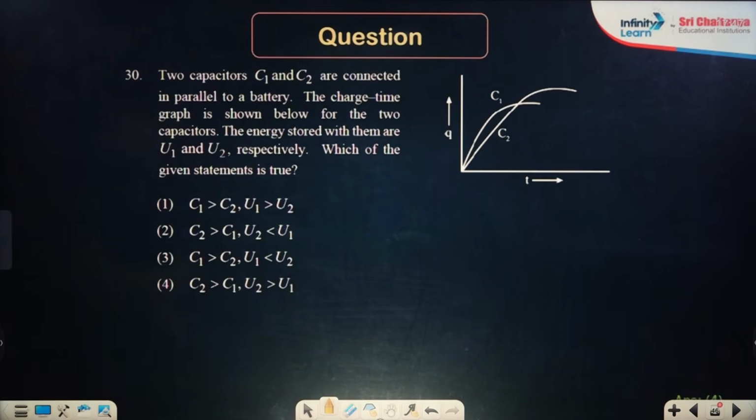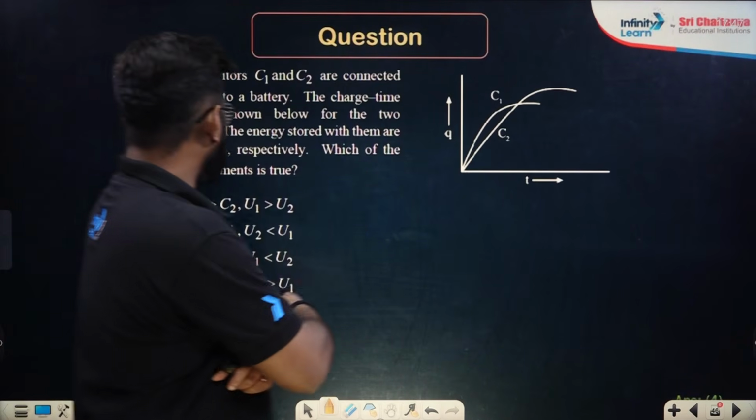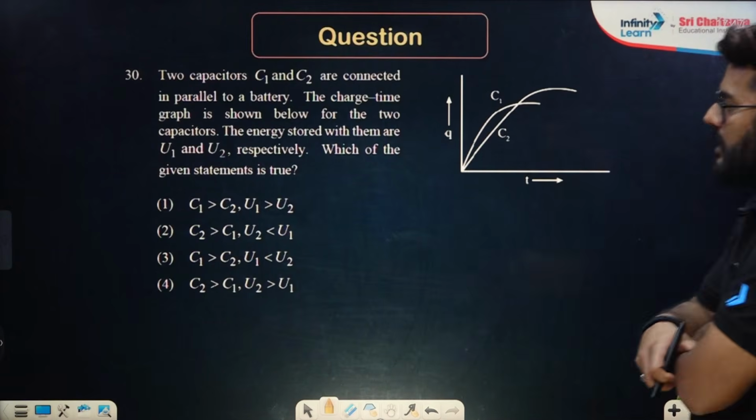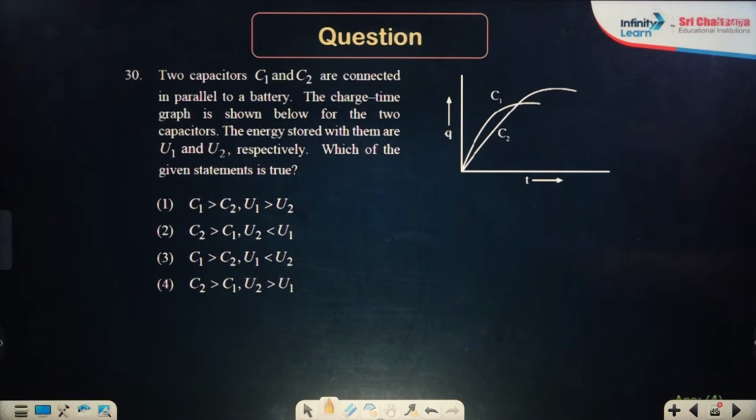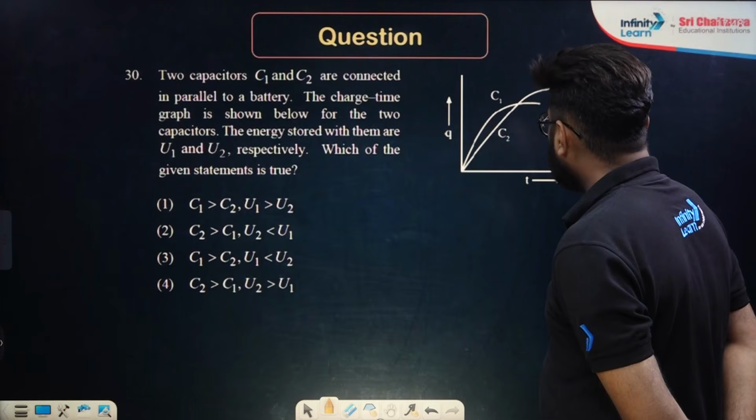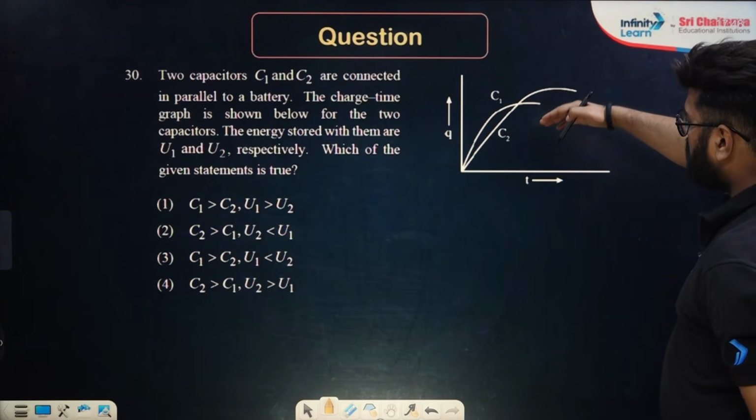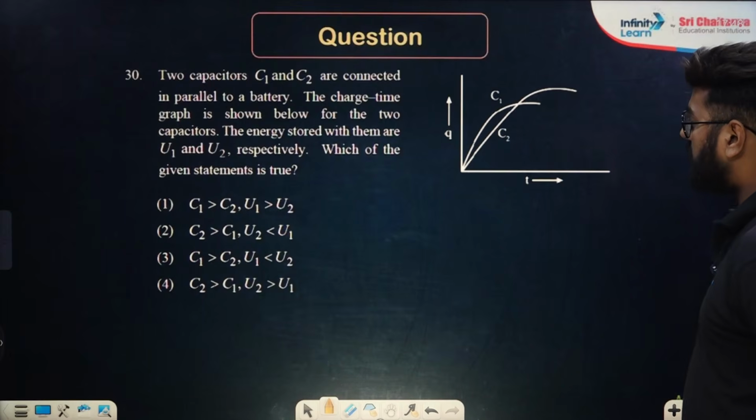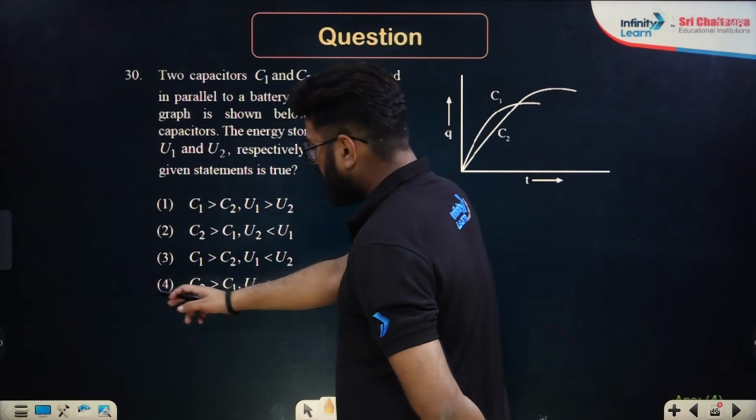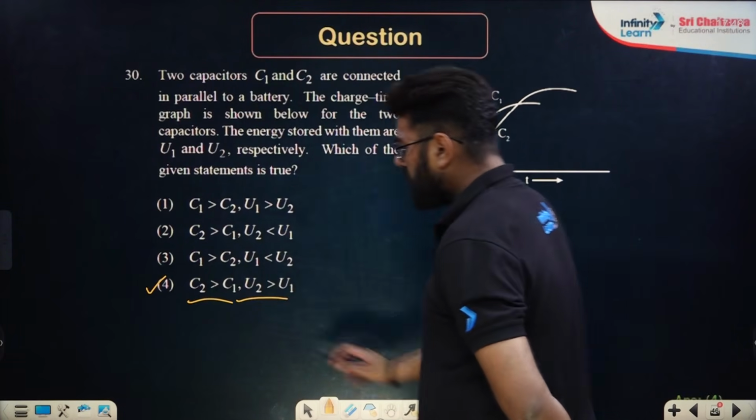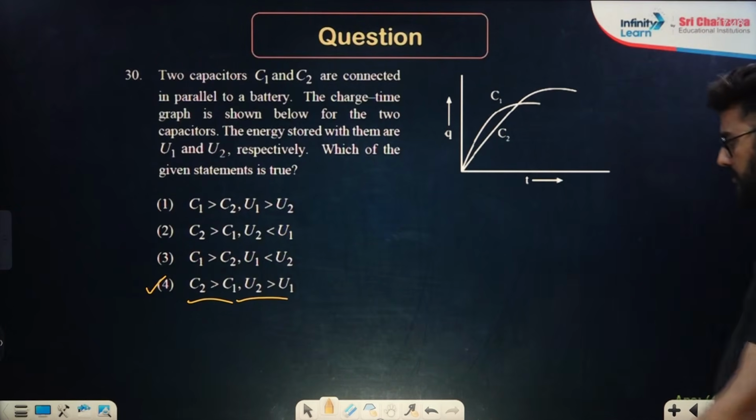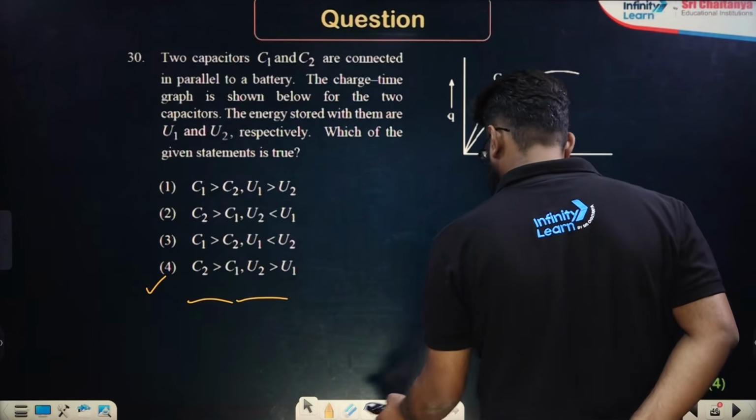Okay. Two capacitors C1 and C2 are connected in parallel to a battery. The charge time graph is as shown for the two capacitors. The energy stored with them are U1 and U2 respectively. Which of the given statements is correct? I think based on this structure, it is clearly visible. The C2 has more value of charge in time and C1 has lesser value of charge. So obviously C2 will be greater than C1 and potential energy will also be greater than that. Okay, so option number 4 is the correct answer.